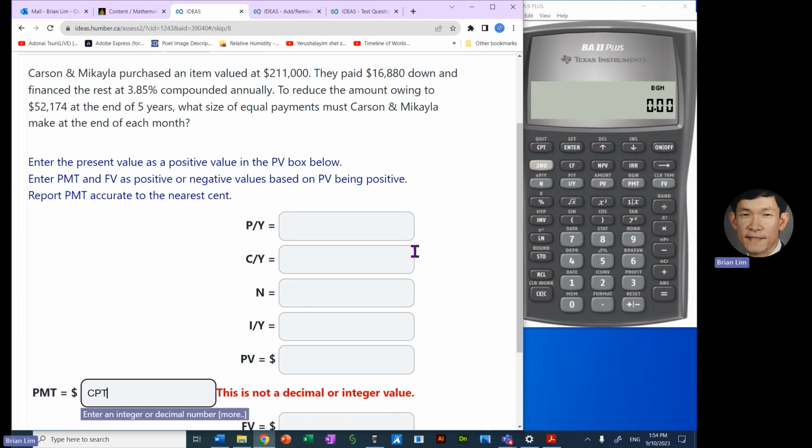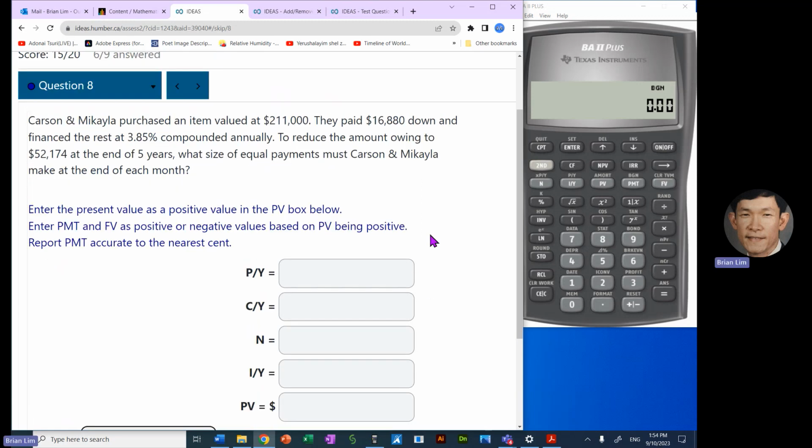All right, that is correct. Now, the size of equal payments is made at the end of each month. So PY is 12. Compounding is annually, so CY is 1. The interest rate is 3.85, as you can see right up there.